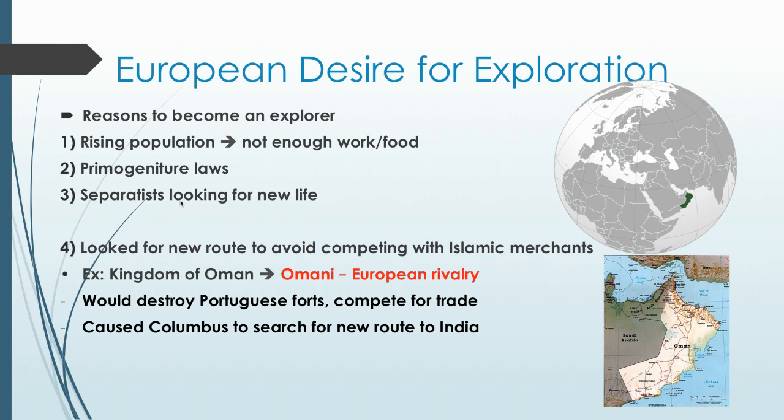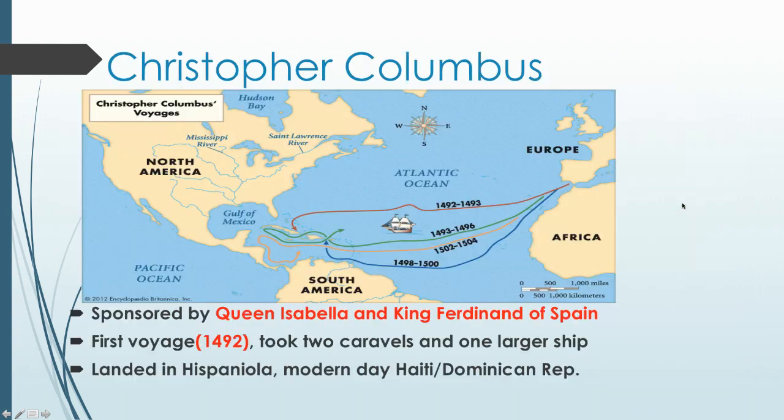And because of this, we see many separatists coming over to the Americas for the first time. For instance, our New England Puritans are in fact Calvinists, and they're coming over to escape a very Anglican England, and they're looking to establish a Calvinist society in New England. Also, of course, we're looking to avoid competition from those Islamic merchants, especially, as I mentioned, the Kingdom of Oman, which is over here competing in the Indian Ocean.